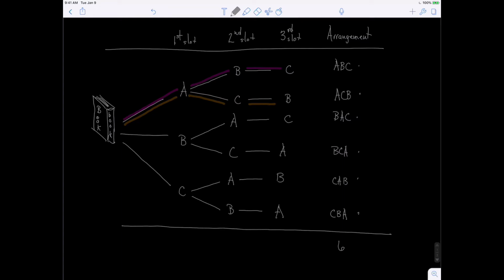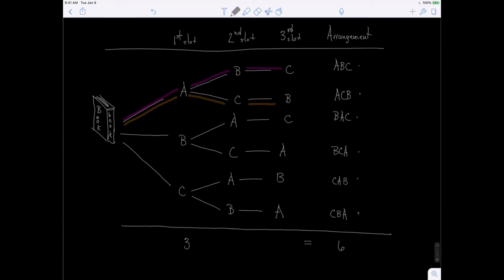Now, the question is, we know this is 6, but is there a way we could have known that without making a tree? That's the difficulty: how to do this without first making the tree. Well, notice that on the first slot we could have put 3 books. We could have either put in A, B, or C.